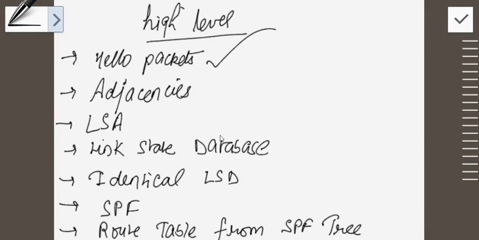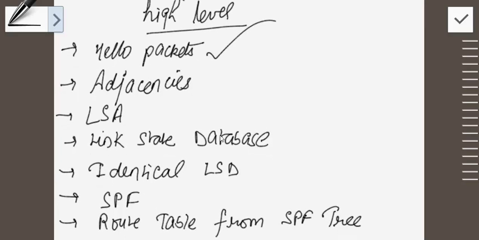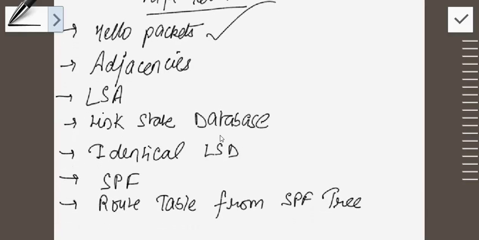Once you have a neighbor recognized, you'll be going to build the adjacencies between your neighbors depending upon what type of links you are sharing with your neighbors. So it defines several network types and several router types. The establishment of the adjacencies is determined by the type of router exchanging the hellos and the type of network over which the hellos are exchanged.